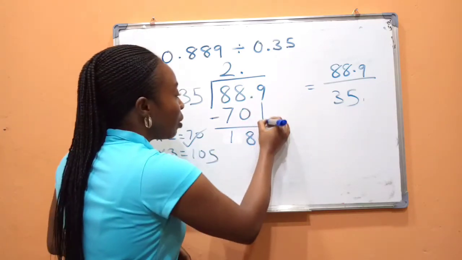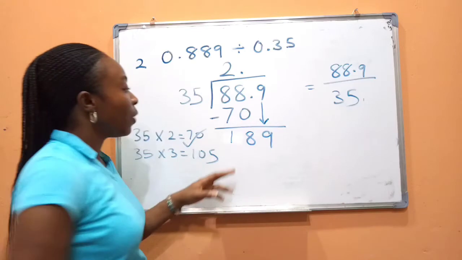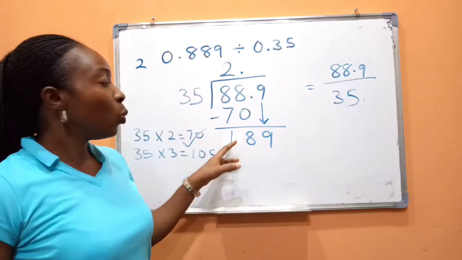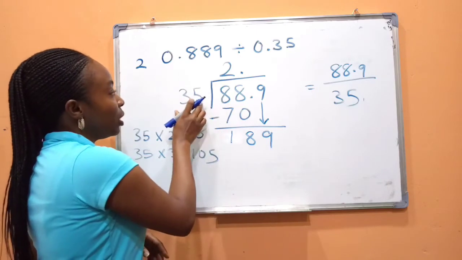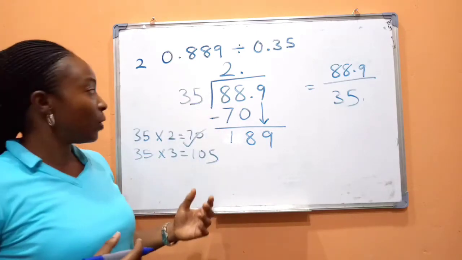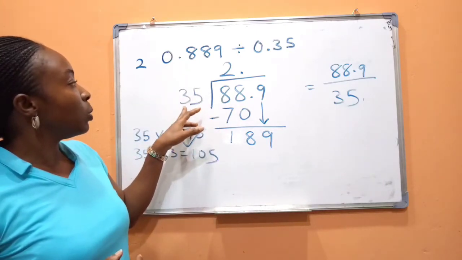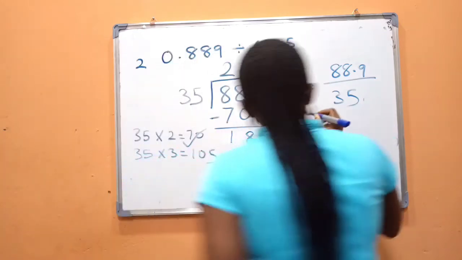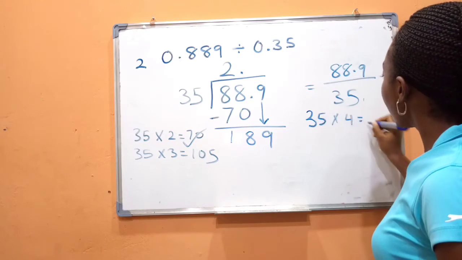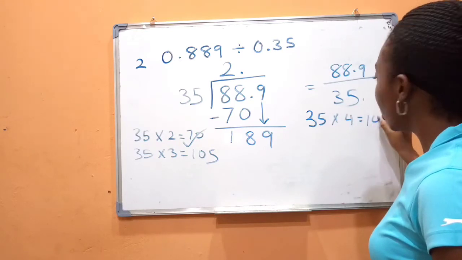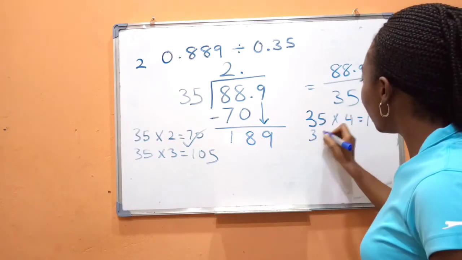So we can bring down the 9, okay? So instead of having 18.9, we now have 189. So this is now obviously bigger than this. So we can now go ahead and divide. Let's try out the possible multiples of 35. So we are going to have 35 times 4. This gives us 140. And then let's have 35 times 5.